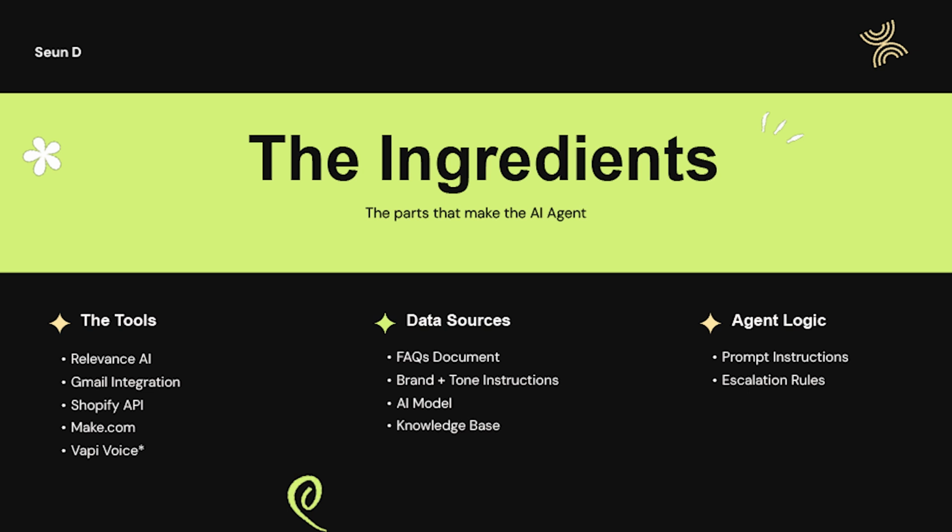So first was the tools that we were going to use that you can see on the left. So I was going to use Relevance AI to create my AI agent. If you haven't heard of Relevance AI, it's just a no-code platform that allows you to build AI agents. It's very easy to use, drag and drop and typing.